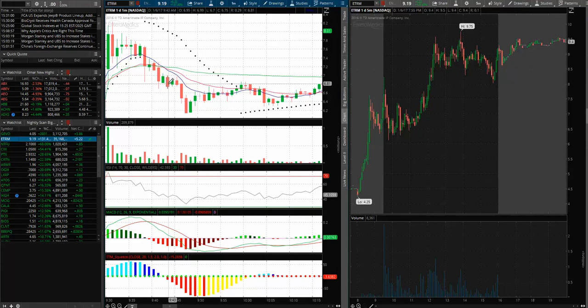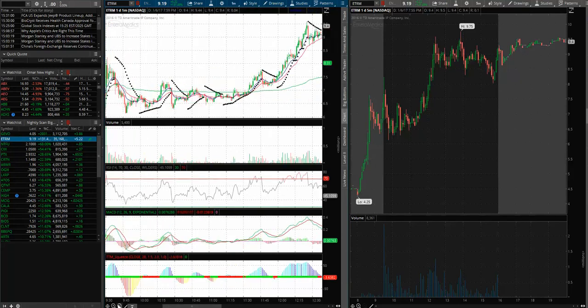But what I really wanted you to focus on was when would have been a good entry on this stock, right? Me, I would have stood away from this. I'm not touching this unless I see something like this. So let me move this back so you guys can see.